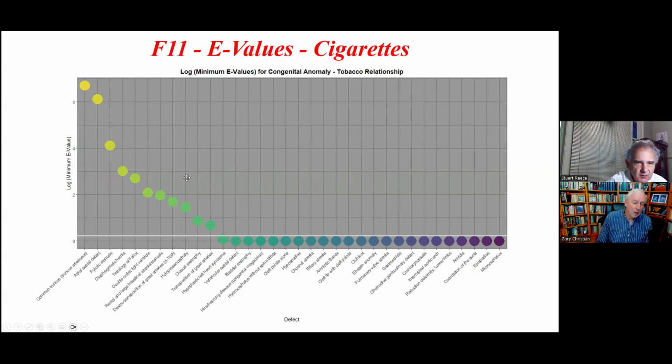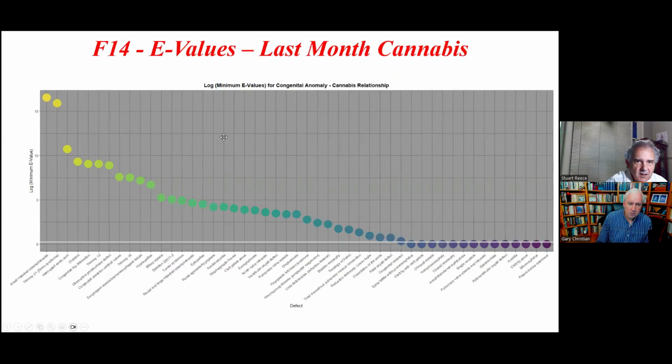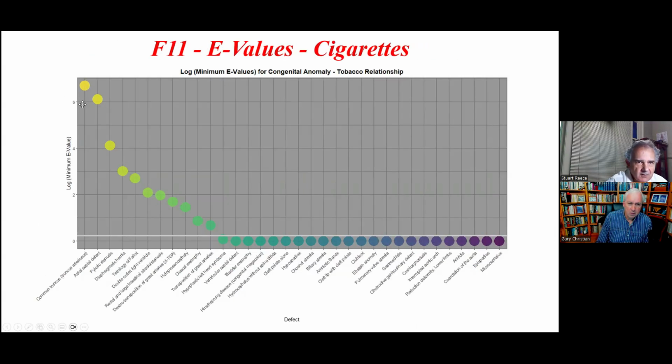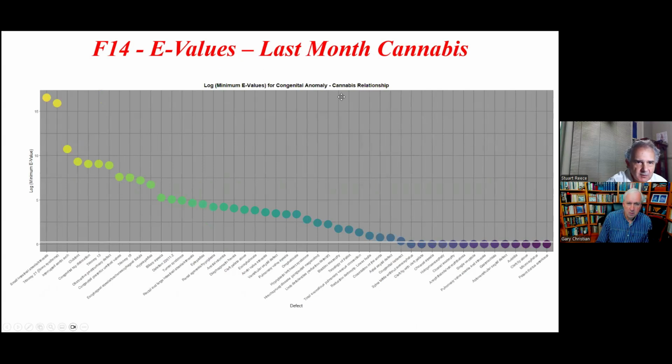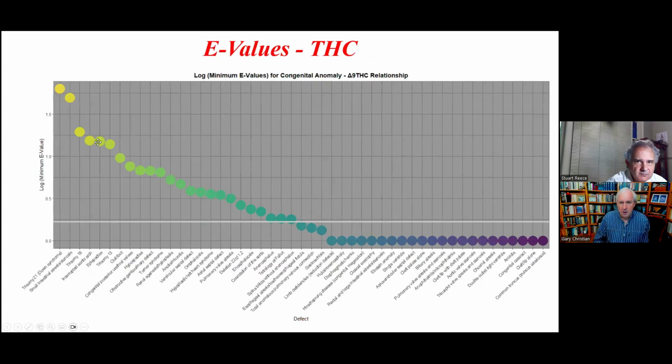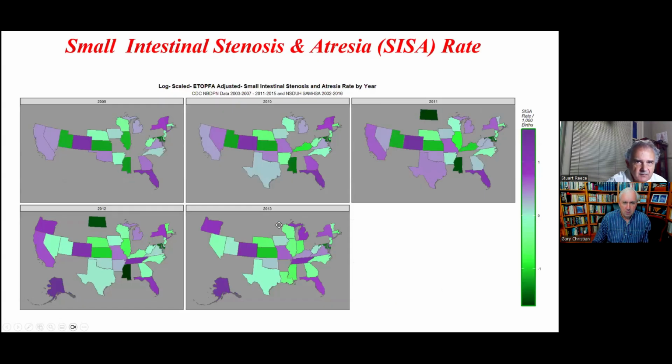And these are all the birth defects, and these are the logs for the tobacco relationship. And you see this scale goes up to 6. When we come to cannabis, the scale goes up to 15. Again, it's the log of the minimum E value, the same thing. And there are so many more birth defects linked now with cannabis. And then with THC, again, you see that this goes to 1.5. You see there's all these ones on the positive side there.